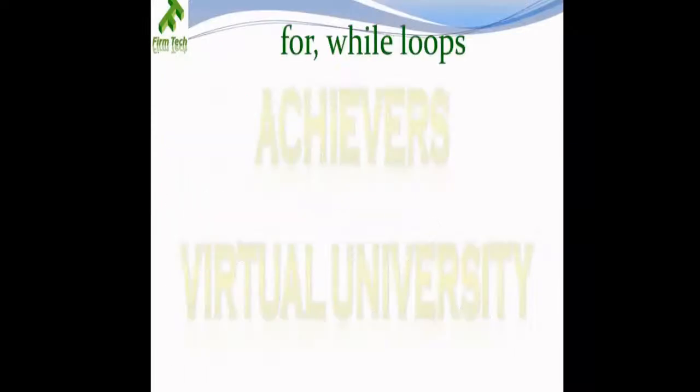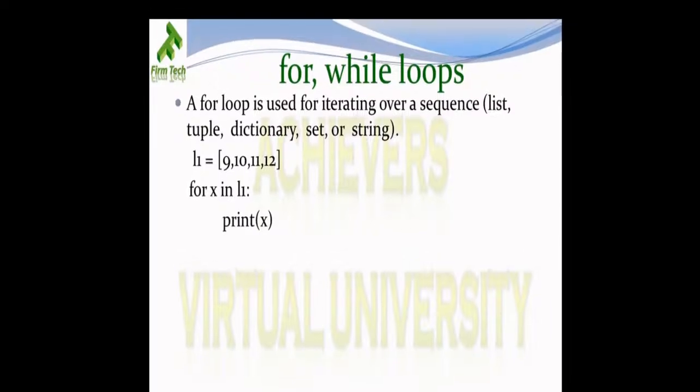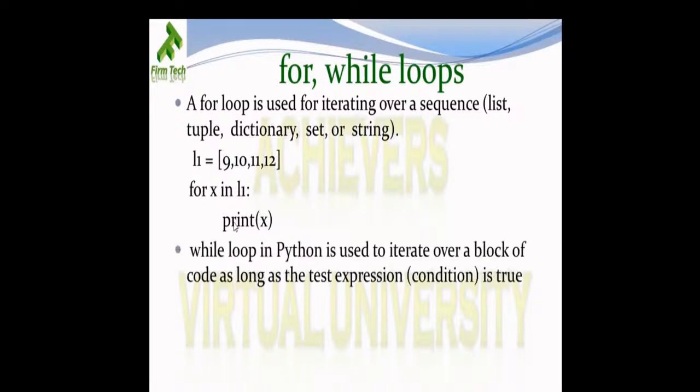And we can go for the for and while loops. The for loop is used to iterate over a sequence. The sequence may be a list, tuple, dictionary, set, or a string. So here L is a list, and I am writing a for loop, that is for x in L, and this x represents the elements in L. For every element in L, the loop will be executed once.